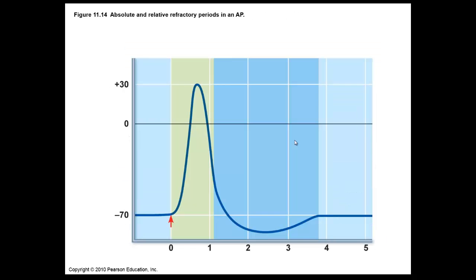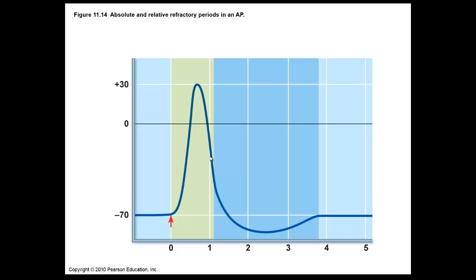So the absolute and relative refractory periods: if I apply a stronger stimulus here, I can get another action potential to begin right after this one is done. But I cannot generate another action potential in the middle of one that's still going because of that absolute refractory period.